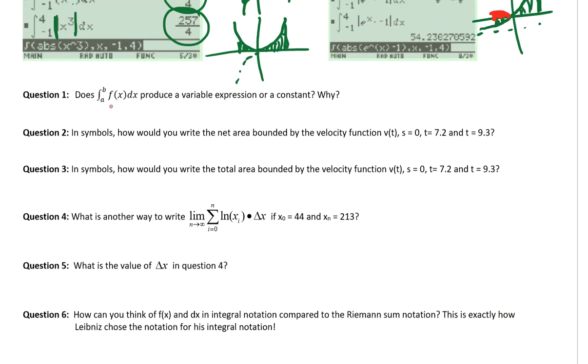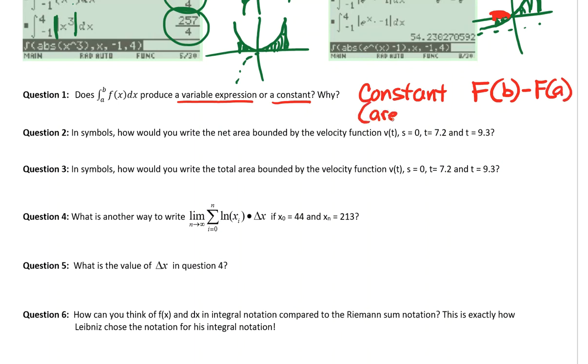If we evaluate a definite integral, do we get a variable expression or a constant? And here we get a constant. And we know that it comes from taking the antiderivative of b minus the antiderivative of a. And one of our interpretations is the area under the curve. So it is numeric, as opposed to an indefinite integral, which is a family of curves.